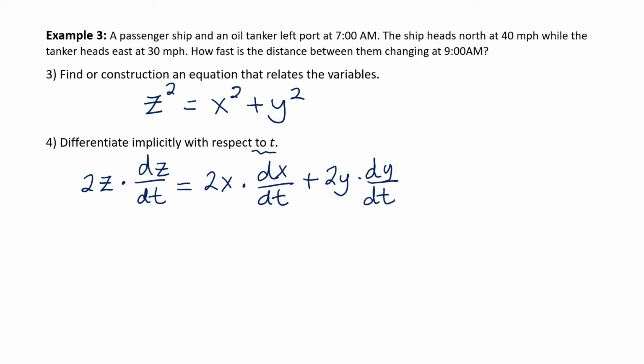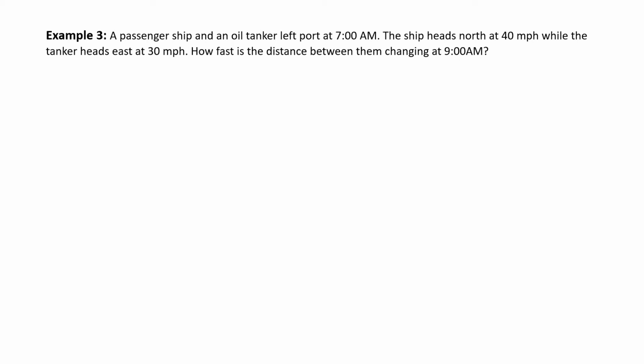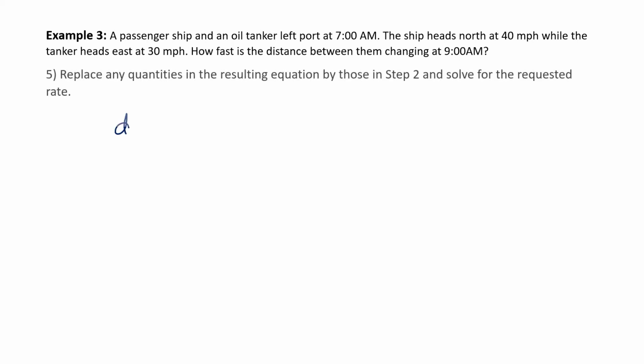2 is a common constant, so it can factor out and cancel. And now we need to solve for what it is that we're looking for, which is dz/dt. That's going to be x times dx/dt plus y times dy/dt, all divided by z. Finally, we can take that derivative, dz/dt, and replace it with the values.